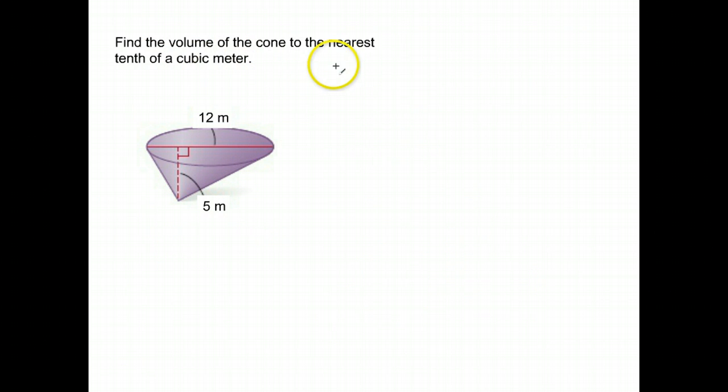Okay, find the volume of this cone to the nearest cubic meter. Now this cone looks oblong, but they intended for it to be a circle. Here they have given us what we need. Let's make sure we have everything. We need to have pi, which we've got on our calculator. We need the radius and we need the height. Volume is 1/3 pi r squared h.